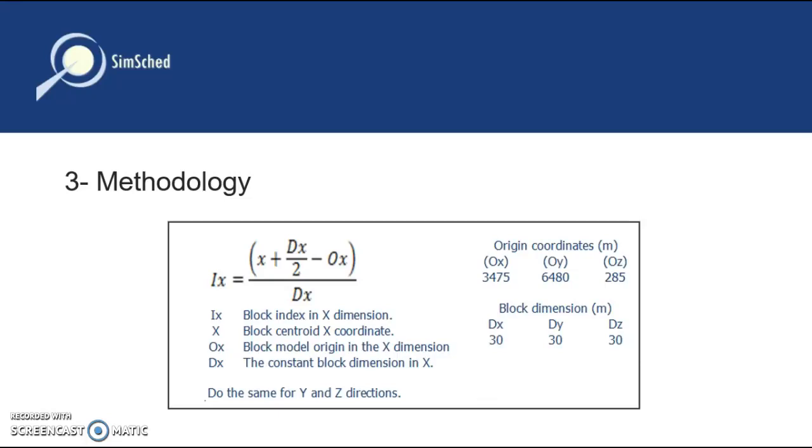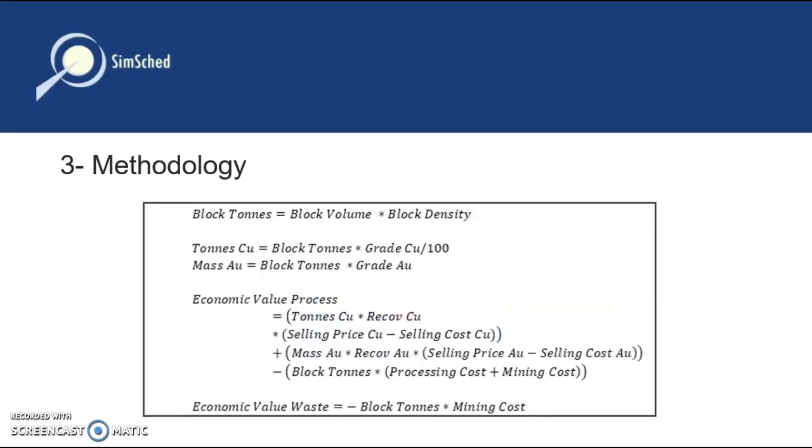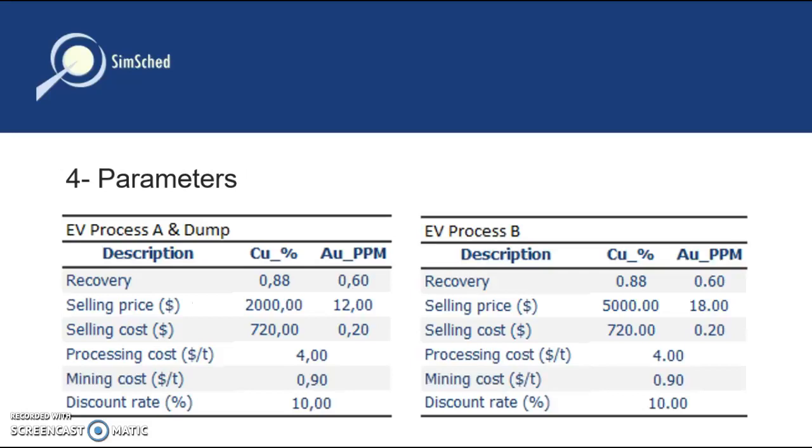The process of using the DBS begins with calculating the index in the free space directions. As you can see, it's necessary to use this specific formula and organize the Marvin table editor. The next step is to calculate the block tons that you'll be using in the process of calculating the tons of the metals like copper and gold. It is also necessary to use the final formulas to discover the economic value of each block for the process and the waste scenario.